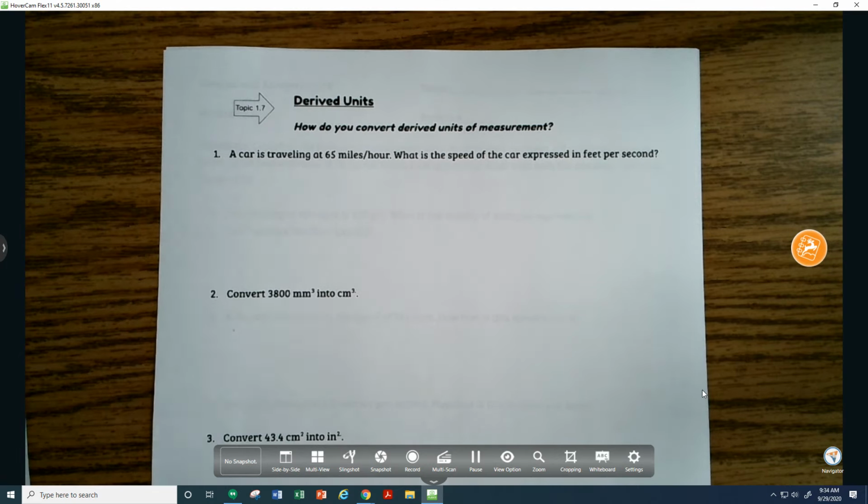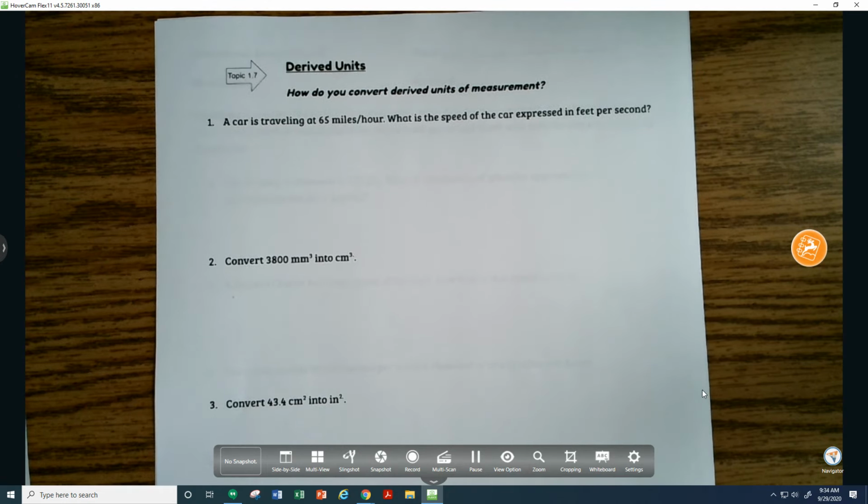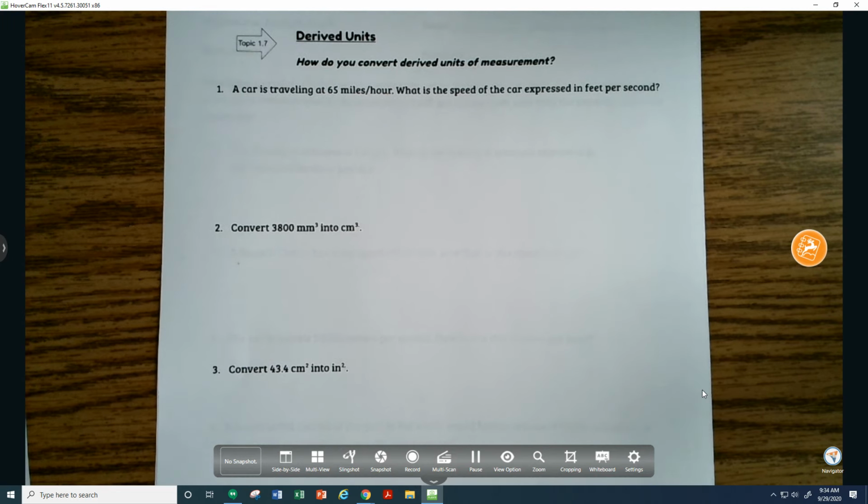Derived units are going to be ones that you can't necessarily measure directly, but again, can be one of two things: either containing two units of measurement, or you're going to see, like in examples 2 and 3, going from, say, a cubic volume to another cubic volume. So we're going to work through a few examples on how to do these.